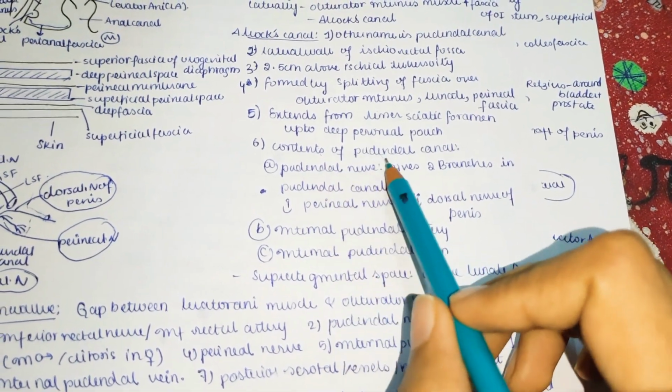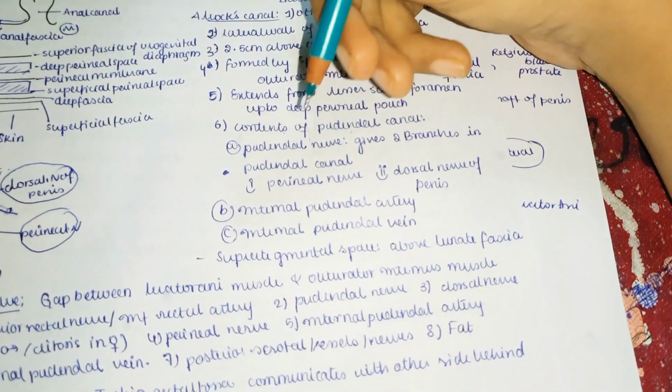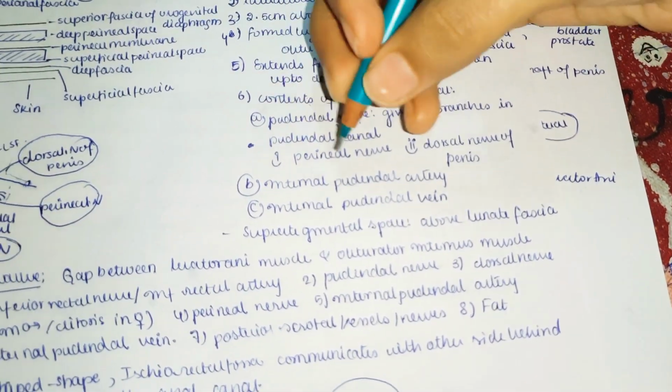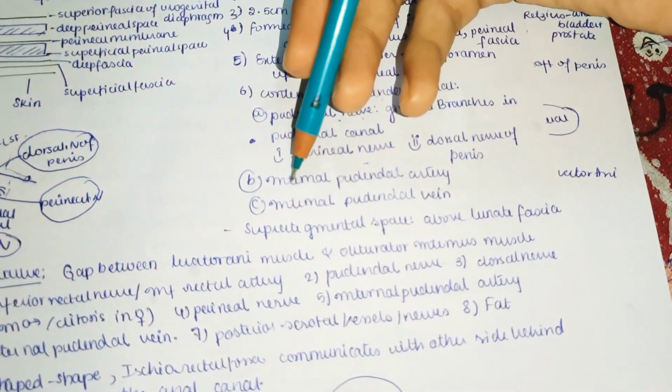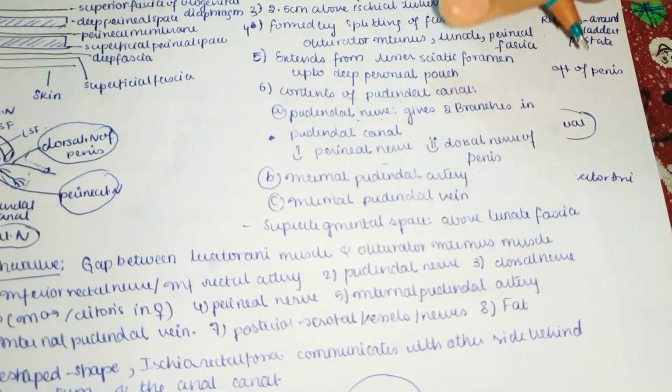The contents of pudendal canal: in the pudendal canal you will have pudendal nerve. It gives two branches in pudendal canal. One is the perineal nerve, one is the dorsal nerve of penis, as I showed now. And also there is internal pudendal artery, internal pudendal vein. That is nothing but internal pudendal vessels.